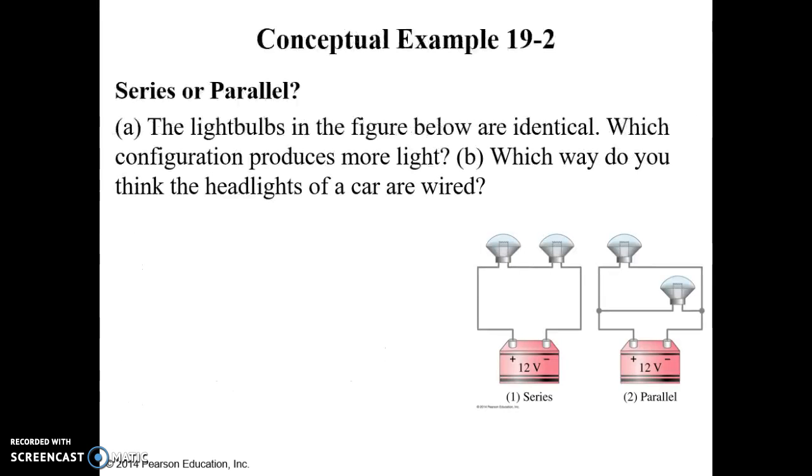Now in this example, we have light bulbs in the figure below that are identical. Which configuration do you think produces more light? And then for part B, which way do you think the headlights of a car are wired?